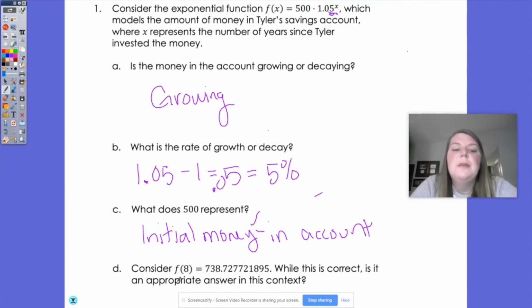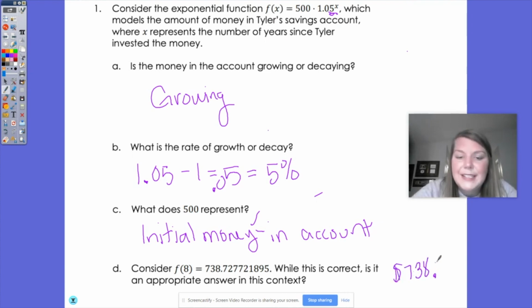And then this says, if we substitute an 8 in, so that means after 8 years, if we did this on our calculator, we would take 1.05 to the 8th power times 500, and we get this very long decimal. And that is the correct decimal, but why would that not be an appropriate answer? Well, we're talking about money, and in America we measure money to the hundredth place. So although that's the right decimal, we want to round that to the hundredth. So if you were to give an answer for that, I would say 738.73, because that 7 is going to make that decimal go up to a 3. So after 8 years, he's going to have $738.73.